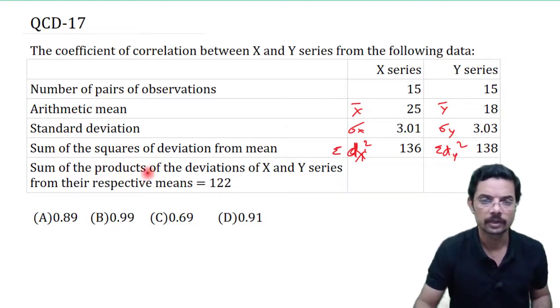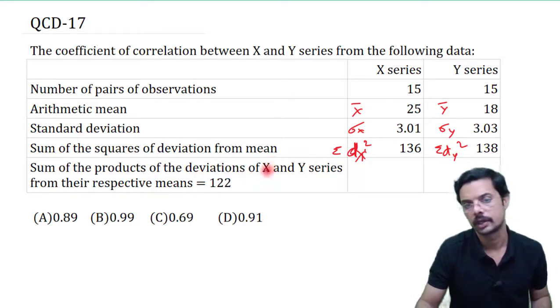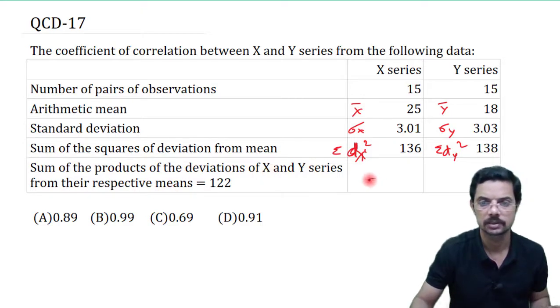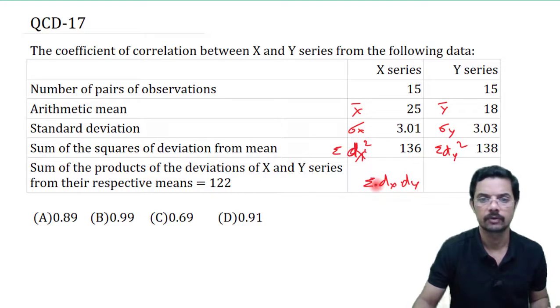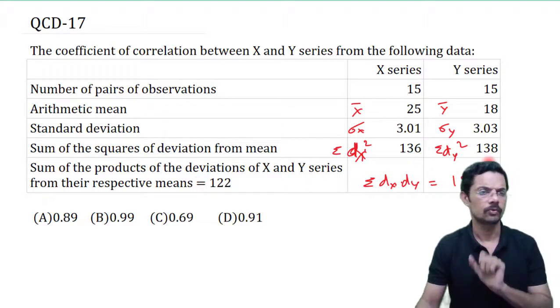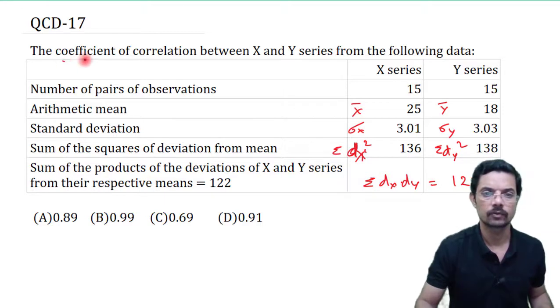And the sum of products of deviations of x and y series from the respective means, that is sigma dx into dy, is equal to 122. Now we need to find the coefficient of correlation.